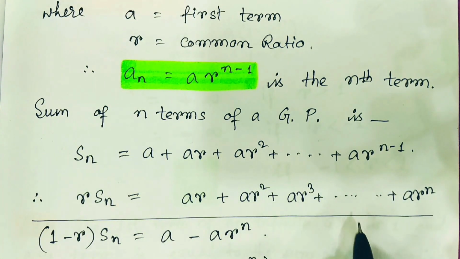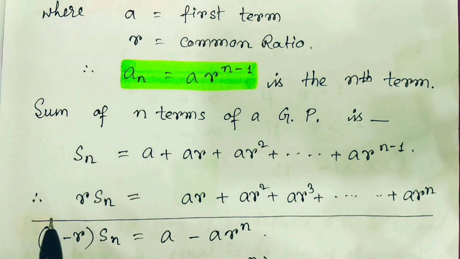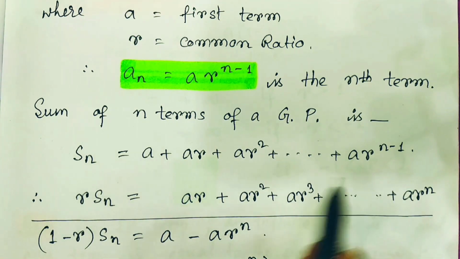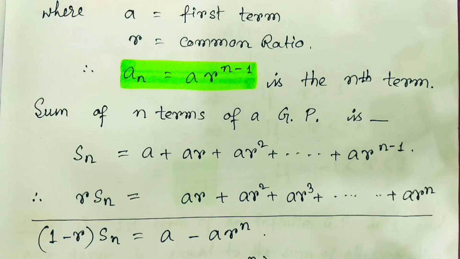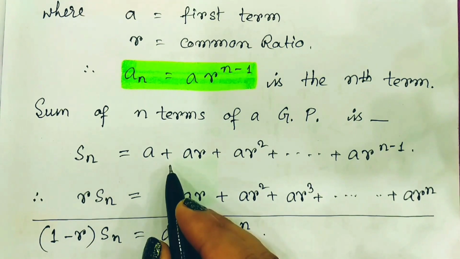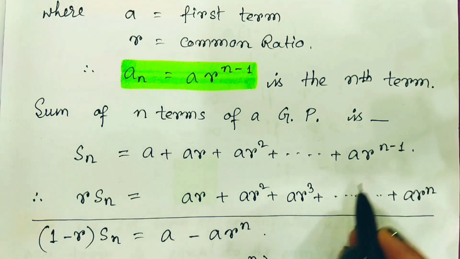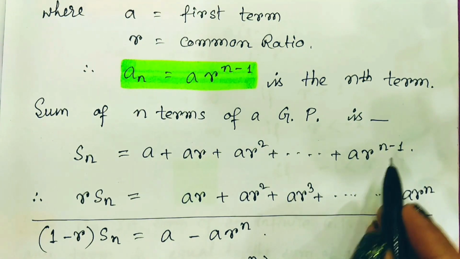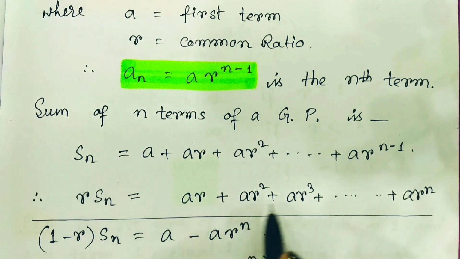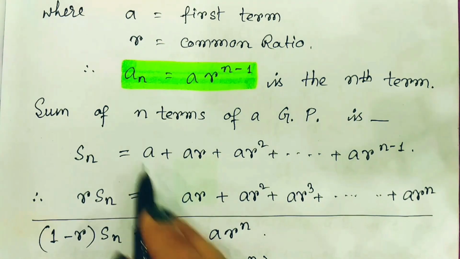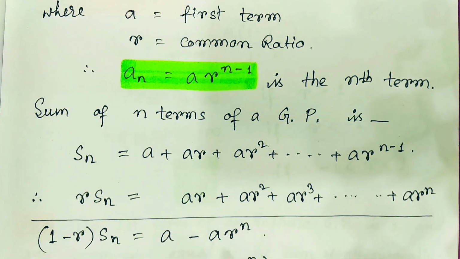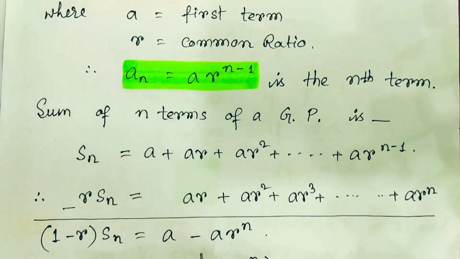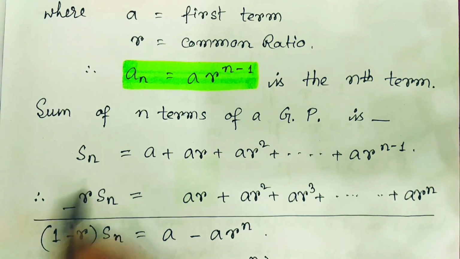So how do we find a simplified form of Sn? For that, we simply multiply this entire Sn by R. After this multiplication we find R times Sn is equal to A into R, then AR square, AR cube, and in this way it continues up to AR to the power n. I have written it and shifted by one position, that means the first term AR we write just beneath the AR. After writing this, we subtract these two.